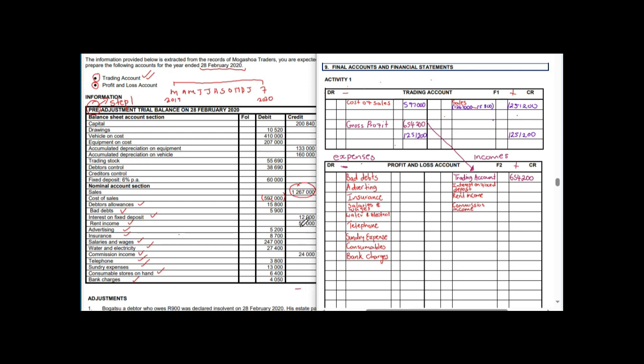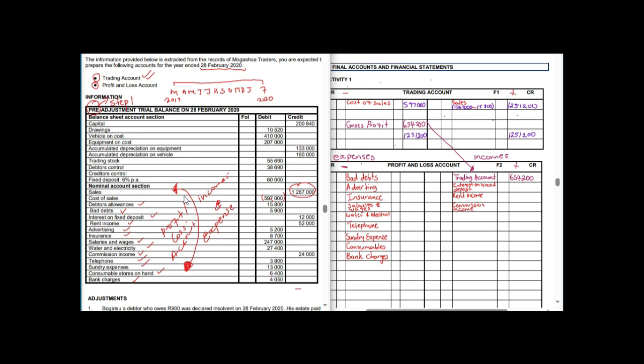So now, guys, we are done with our pre-adjustment trial balance. The most important thing, again, guys, whenever we complete the profit and loss account, we need to look at the nominal section as a whole. Only the nominal section. The nominal section is incomes as well as expenses. So these ones will go to our profit and loss account.